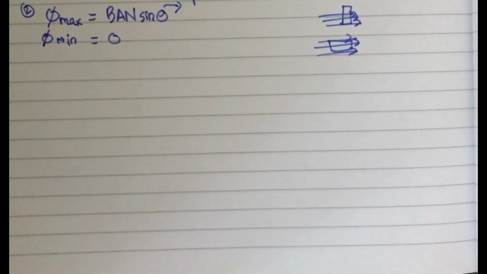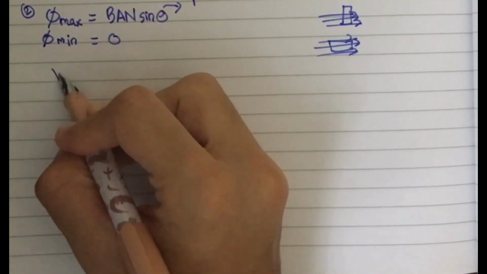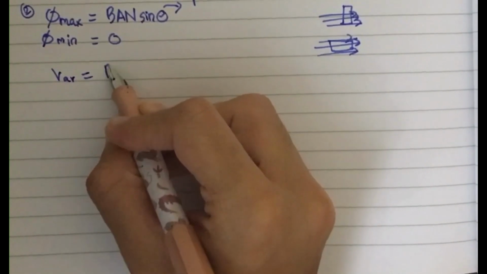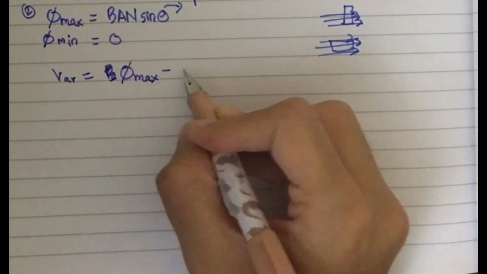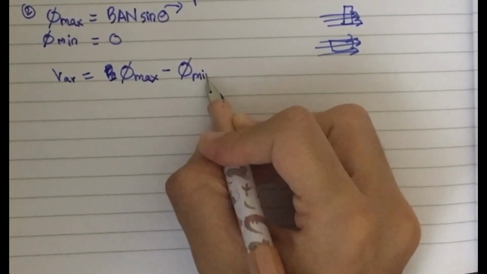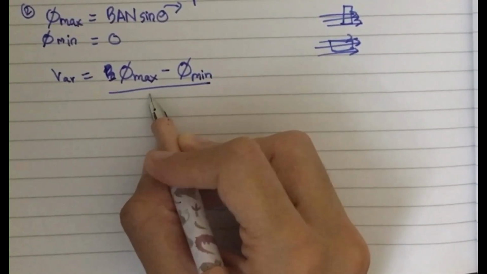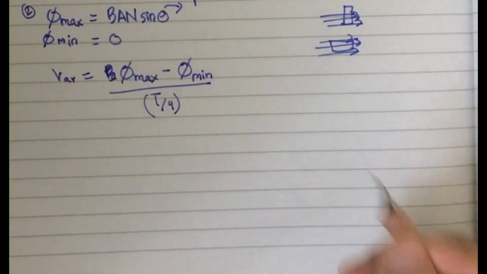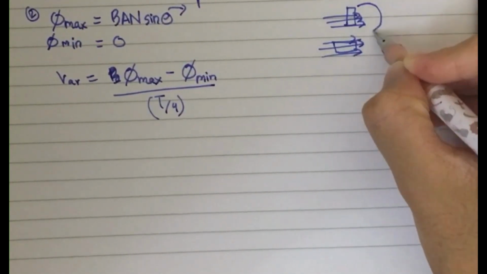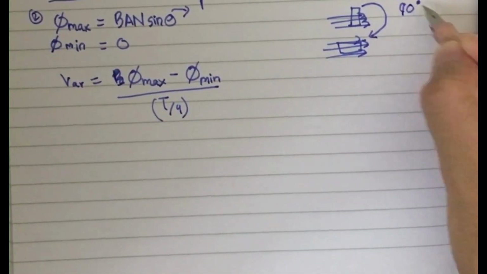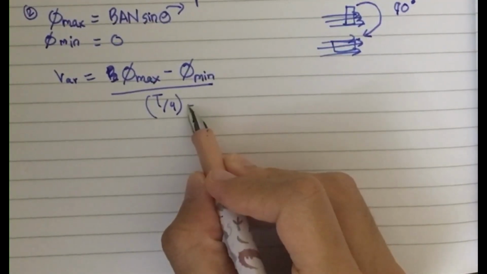So now I can say that because they give me the value of V average, we're not giving just the value of V, we're giving the average value of V, right? So V average is basically equal to the magnetic flux max minus magnetic flux min, and you just divide it by T by 4. Remember, T by 4 is because you just took one turn, you went from this situation to this situation, so you just take a 90-degree turn, that's it. That's why I choose T by 4.